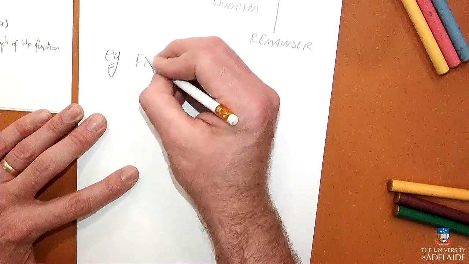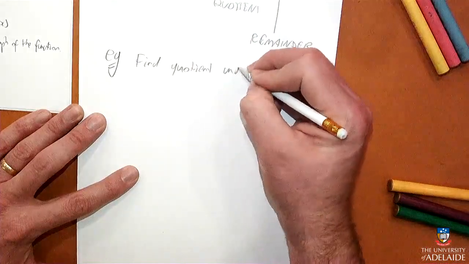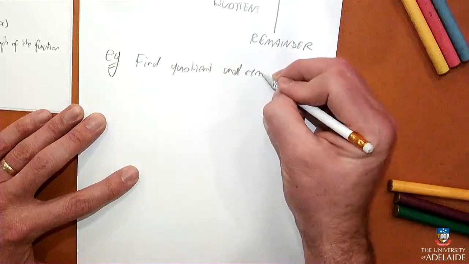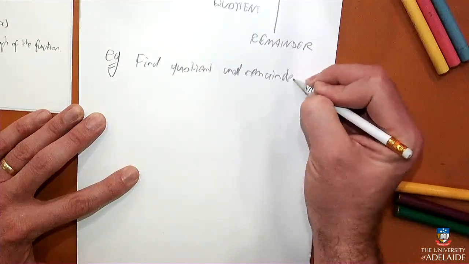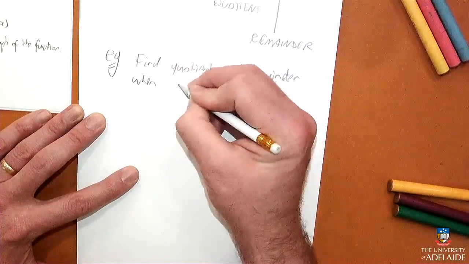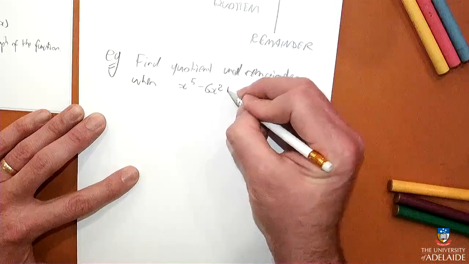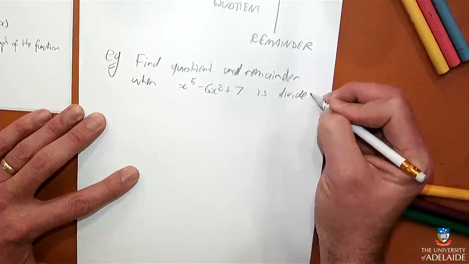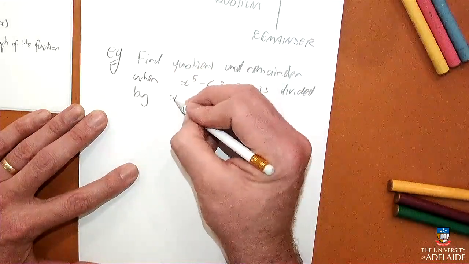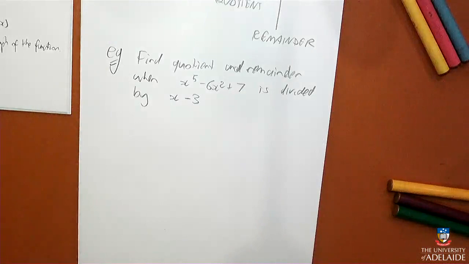So find the quotient and remainder when x to the 5 minus 6x squared plus 7 is divided by x minus 3. Okay.